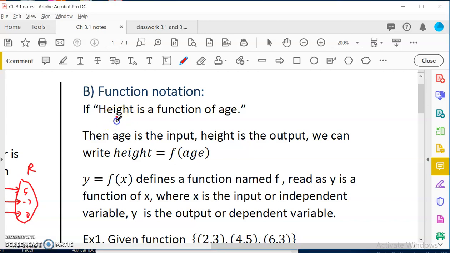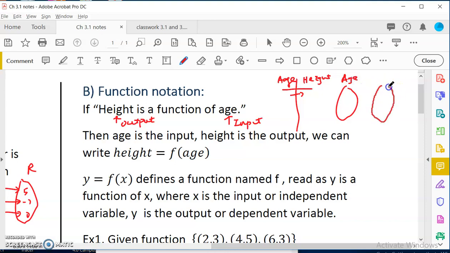So height is the output because it is related to age. You start with age and you will get height. Whenever we talk about something being a function, that quantity is the output and the "of" quantity is the input. In a nutshell, you can think of a table of ages, and for each age you must have a corresponding height. You can think of age as the input, and if you know your age, then you know your height.